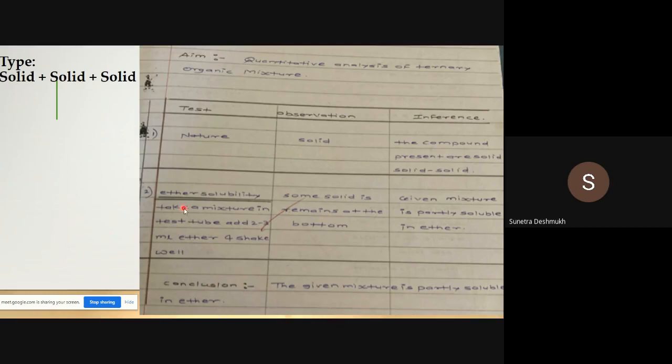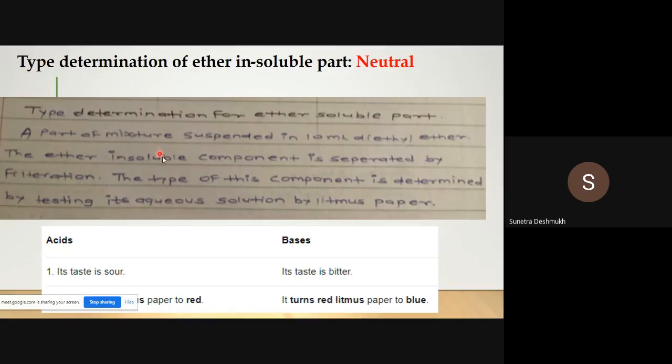Up to here we have finished the nature of the mixture and the solubility in ether. What will be the next part now? The next part is type determination. Once you know the mixture is partly soluble in ether, you go for type determination, which is one of the most important parts of ternary mixture separation. Once you know the type of that ternary mixture is correct, then you can go for separation and identify what compounds are present in your ternary mixture. So, type determination for ternary mixture.